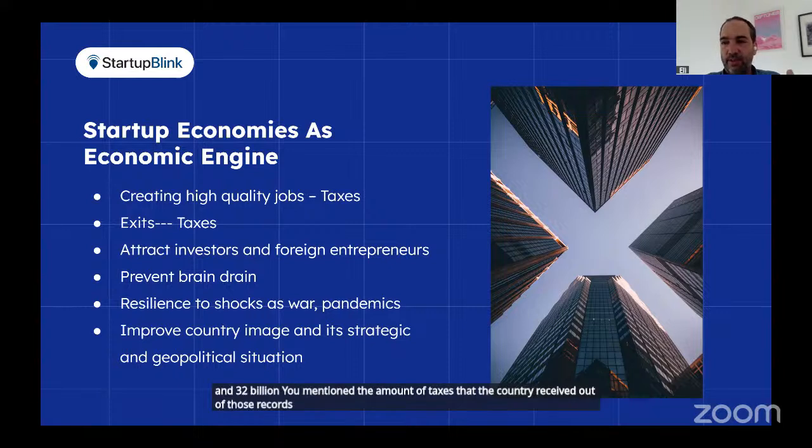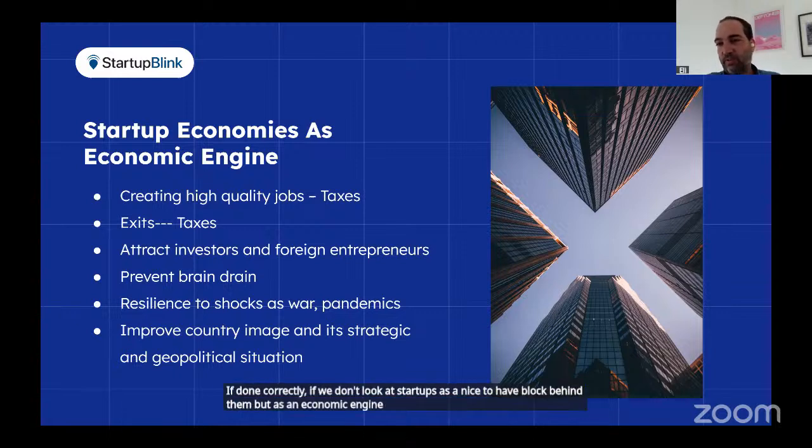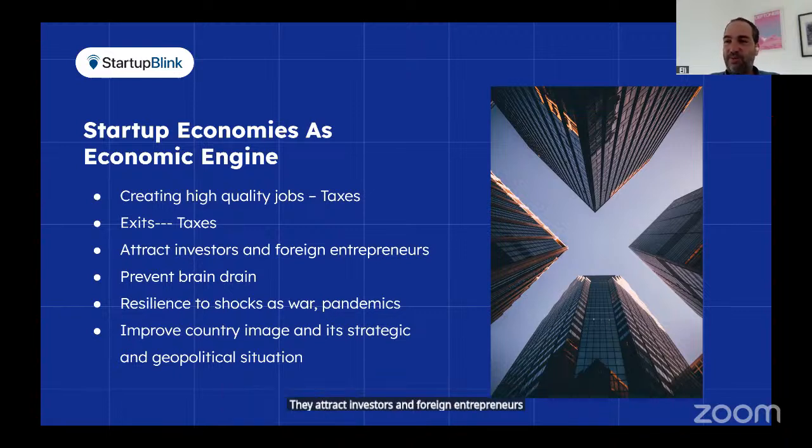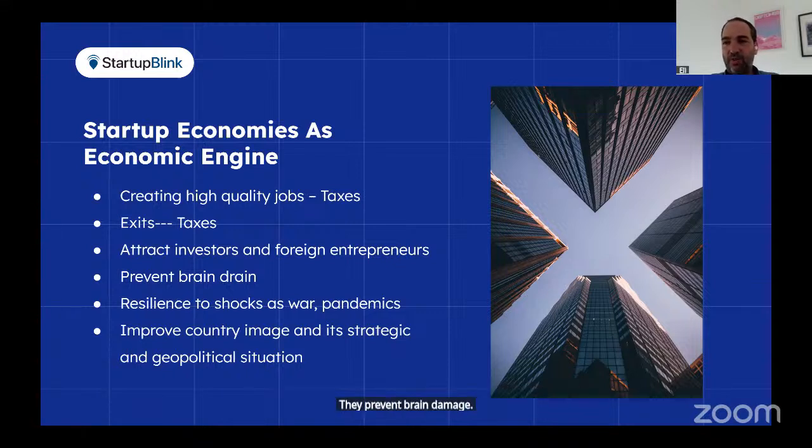And they're immense. They change the trajectory and the deficit of the country. If done correctly, if we don't look at startups as a nice to have fluffy item, but as an economic engine, it can transform the economy of the country. They attract investors and foreign entrepreneurs, critical, because attracting foreign entrepreneurs and investors is a keystone of economics. They prevent brain drain. Brain drain is the biggest tragedy in terms of startup ecosystems and in terms of economy.